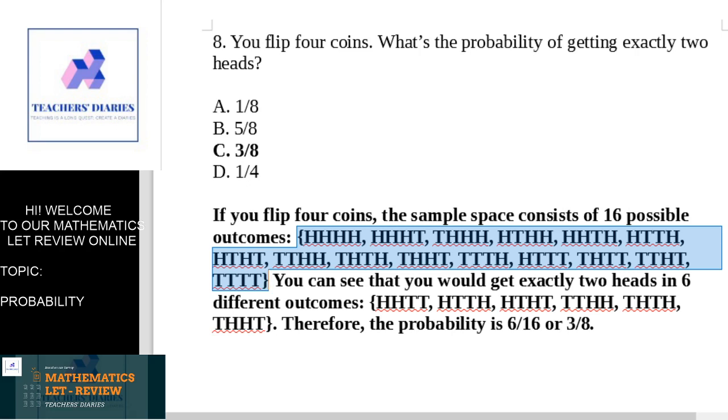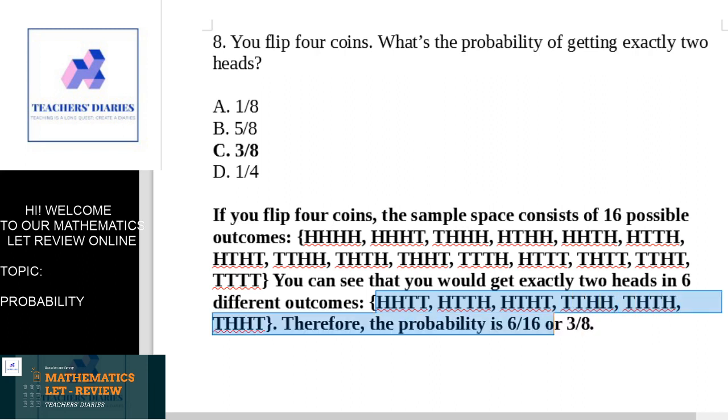Now we can see that you would get exactly 2 heads in 6 different outcomes. It could be HHTT, HTTH, HTHT, TTHH, THTH, and THHT. As you can see, in every outcome there are exactly two heads. And these are 6 outcomes here. So therefore, the probability is 6 over 16, and reduced, it is 3 over 8.